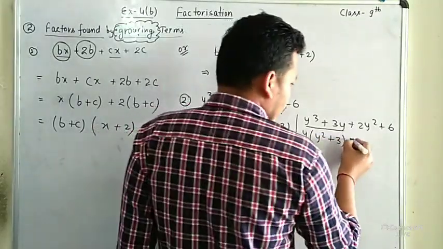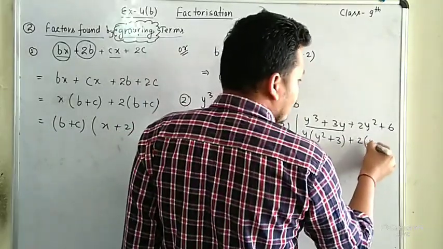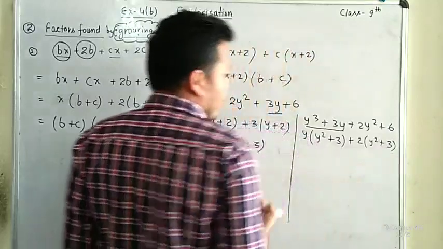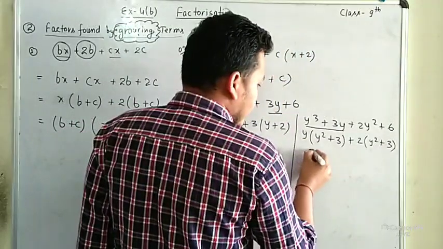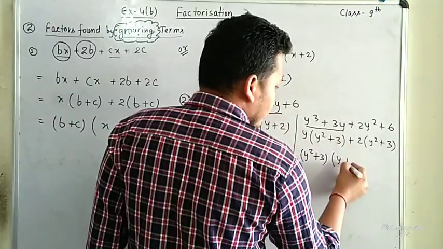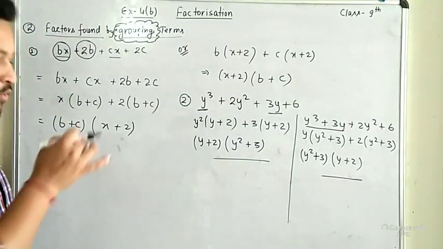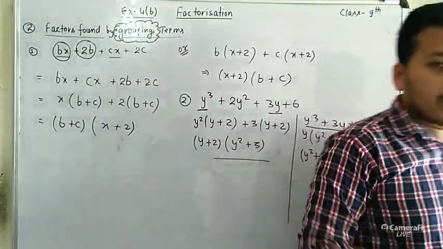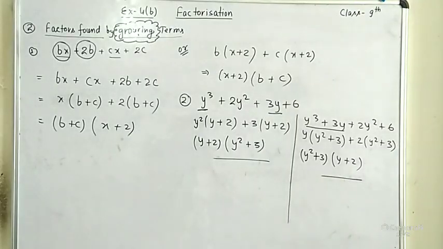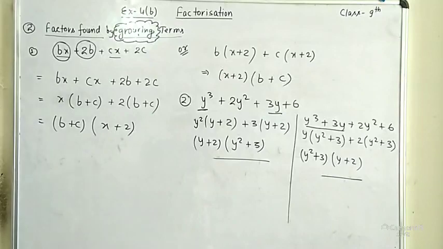In the second two terms, what is the common number? 2 is common, leaving y square plus 3. So here is the same concept. Now y square plus 3 is common, and the remaining is y plus 2. So the same answers are coming here. This is the method to find the factors of the given expression if there is no common factor in the whole expression. In that case we can apply the grouping method.